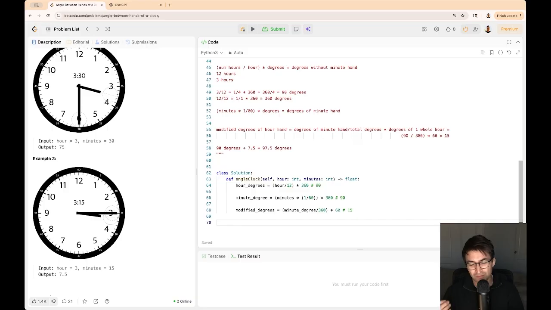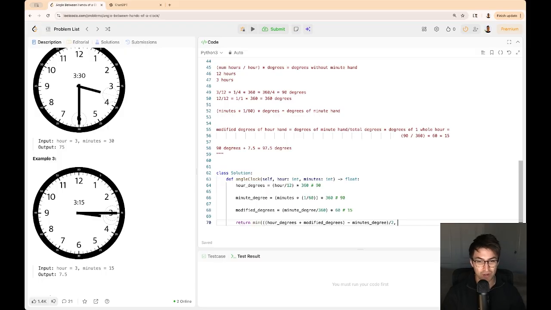the correct approach if I can't name why I can divide by the 2. Let's just see what happens. Hour degrees plus modified degrees minus the minutes degree divided by 2. So that'll work for that.